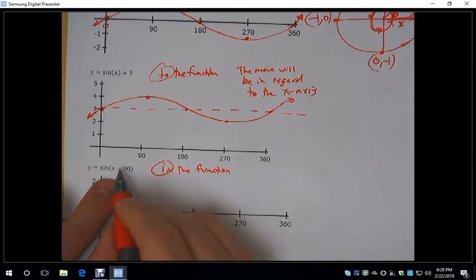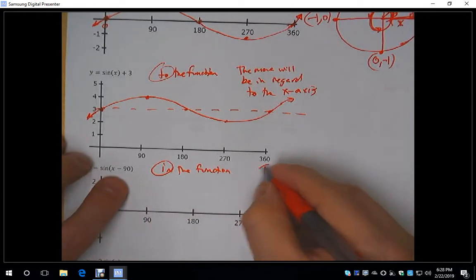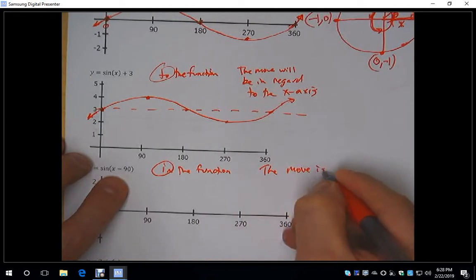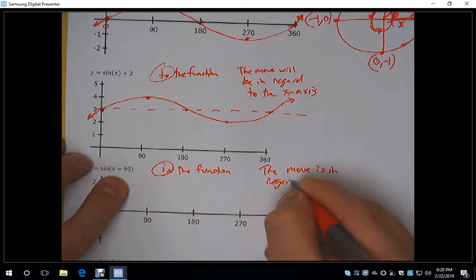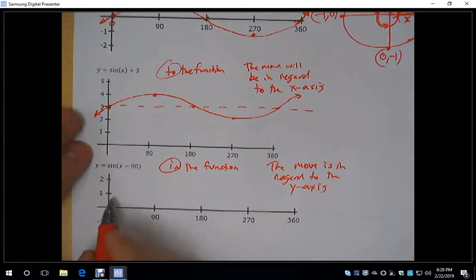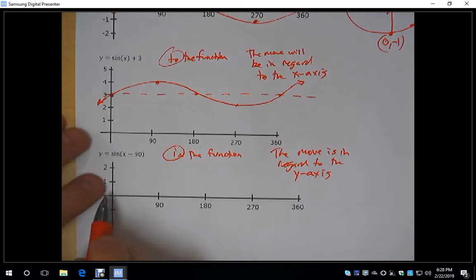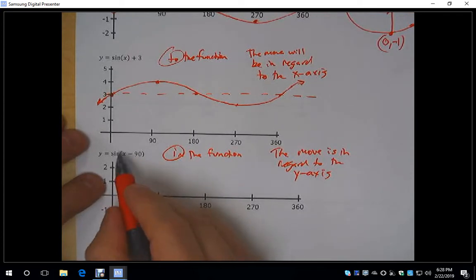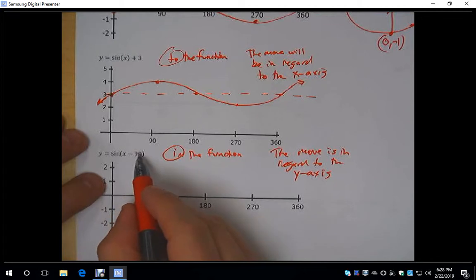And when I do something in the function, the move is in regard to the y-axis. So we're going to move from this y-axis here, and we're going to move by 90 units. Now it seems like because this is negative 90, it should be a shift to the left, but in fact it's a shift to the right.